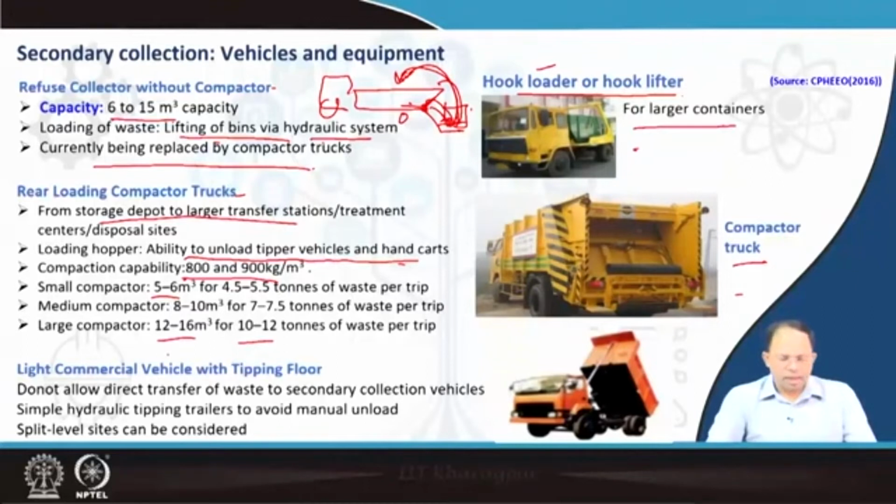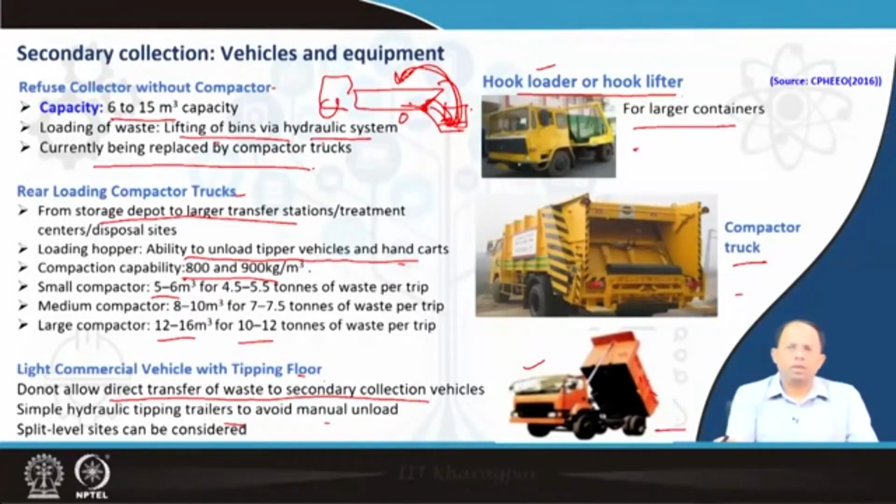will use. Then sometimes we can also use light commercial vehicles with tipping floor, or it could be also larger vehicles as well. The problem is they do not allow direct transfer of waste to secondary collection vehicles. In case of LCVs that we have learnt earlier, sometimes they do, sometimes they don't. Simple hydraulic tipping trailers only help in automatic unloading. But of course, if they unload on the ground, manually we have to load it to the next vehicle or to the compactor unit or wherever it is.